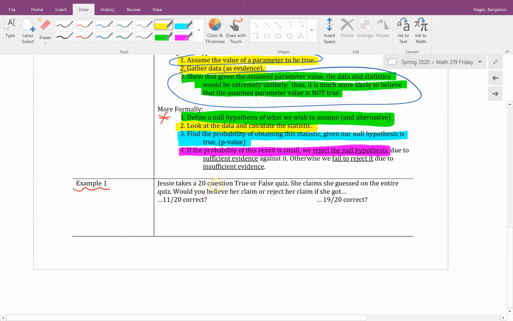Well, we know she took a 20-question true or false quiz, so there's only two answers, true or false. Her claim is that she guessed on the entire quiz. So at the end of the day, if she scored 11 out of 20, would you believe that she did indeed guess? I would. I mean, because if it's only true or false, don't we kind of expect 50-50 to be our results? All right, so if she got 11 out of 20, that's almost 50-50, so yeah, I would believe her.